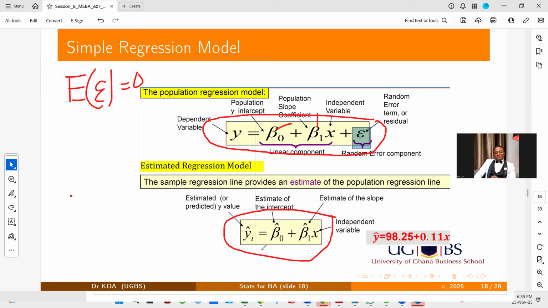The specified model has Greek letters, not numerical coefficients. I'll ask you this question in the exam about the two main differences. So take note.